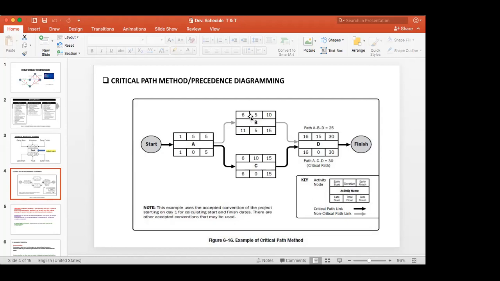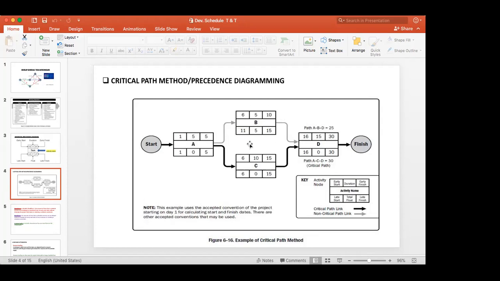Otherwise, late finish minus early finish. Whatever you get, 5, that is how you calculate the total float. Nothing to think about that. Here the total float is 1 minus 1, 0; 5 minus 5, 0; then 11 minus 6, 5; 15 minus 10, 5.